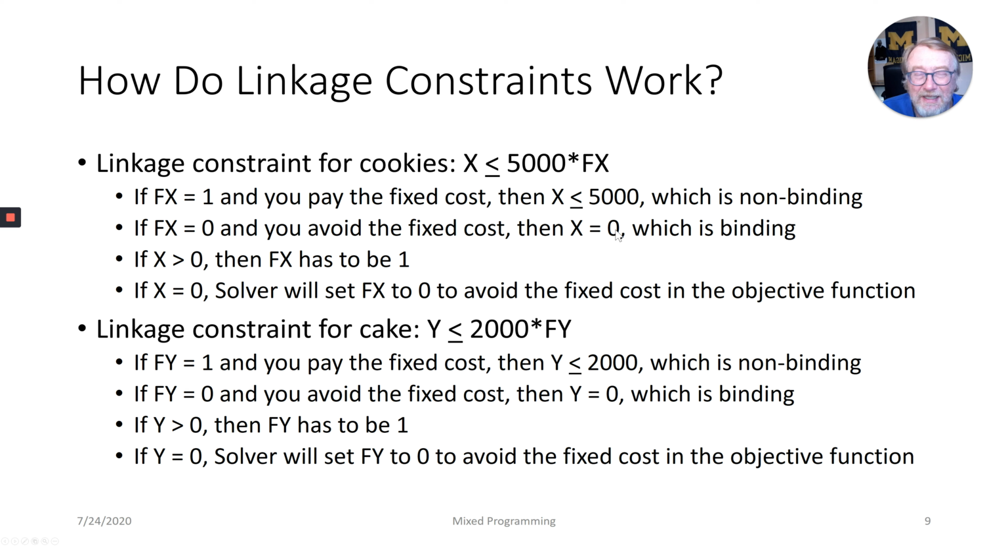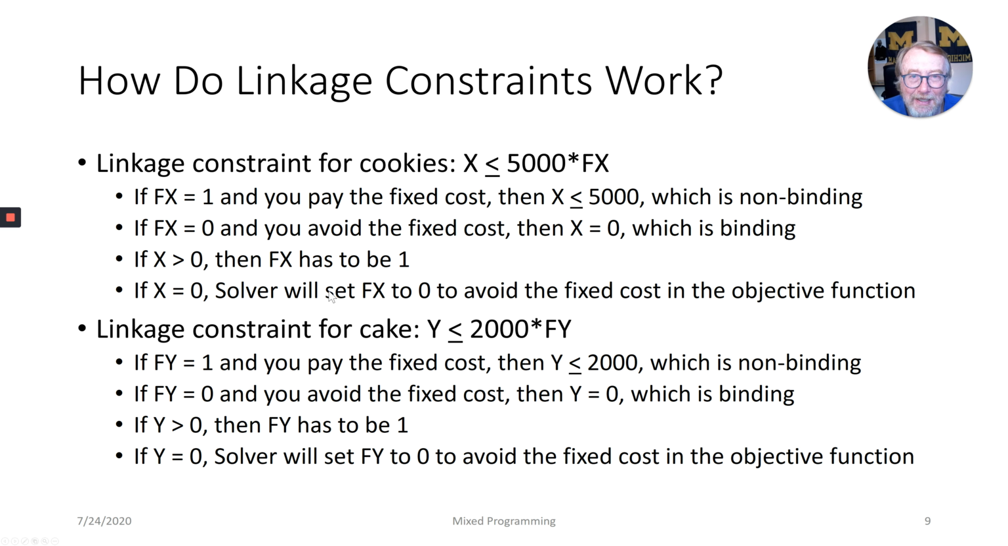Okay, so that's binding. How about if you flip it? If x is bigger than 0, then f of x has to be 1, right? If x is 0.1, then f of x will have to be 1. And if x is 0, right, we're not going to make any cookies. Well, what does Solver do?